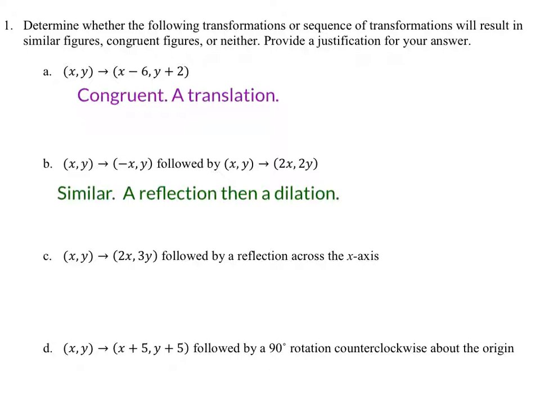Reflections are nice because they maintain congruency. However, in this case, since we multiplied the x by something different than the y's right here, that is going to make them neither. The scale factor is different for the x's than it is for the y's.